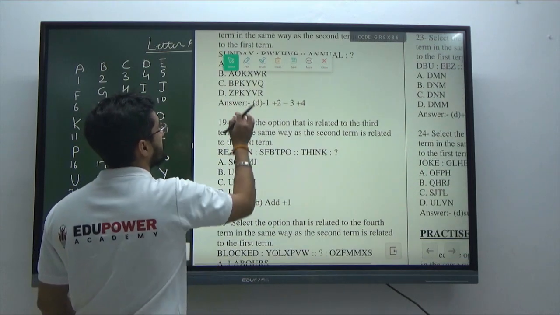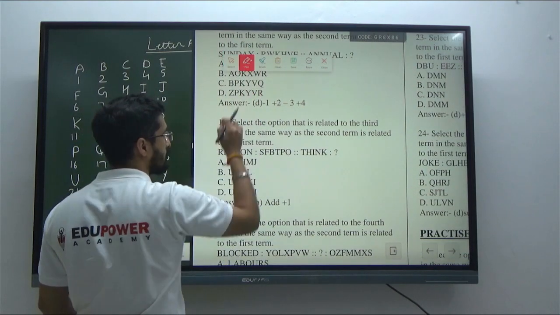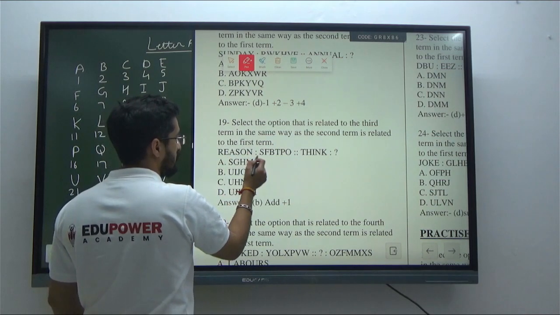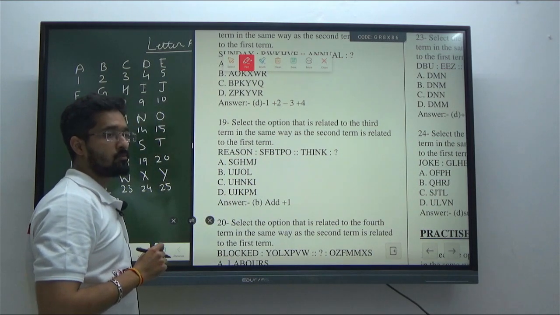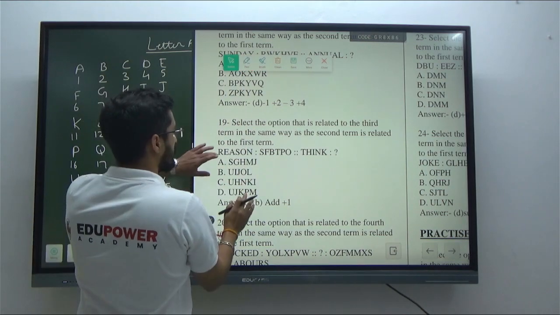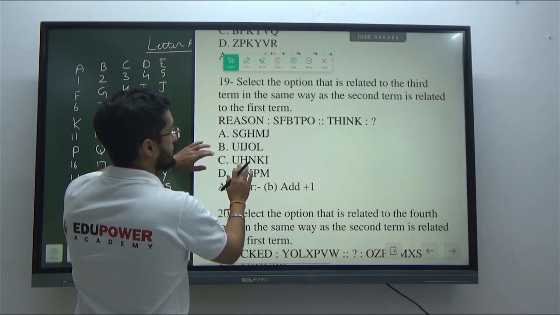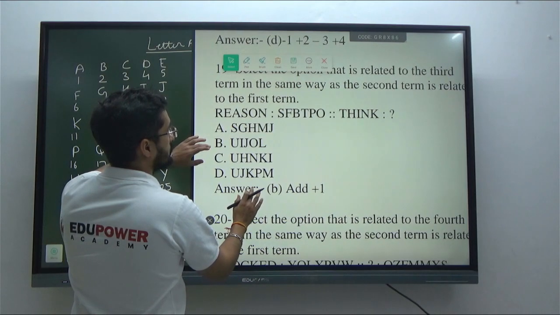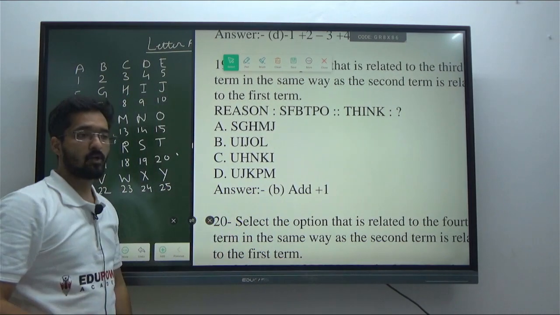Question number 19. Again, reason SFBTPO think. Question number 19. Try to solve.